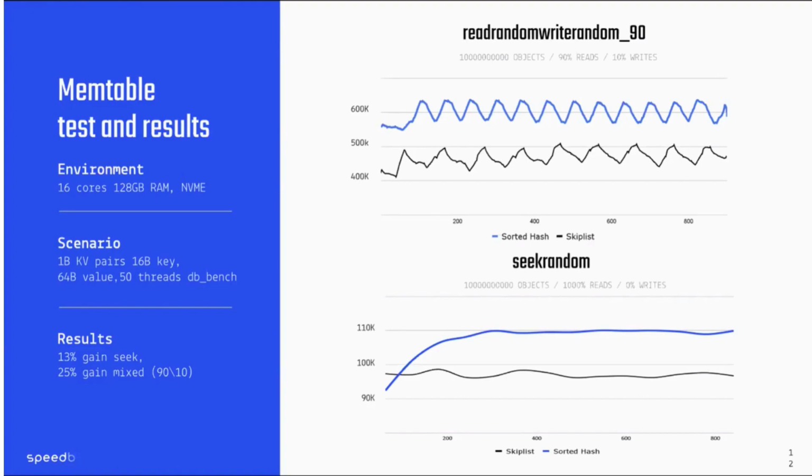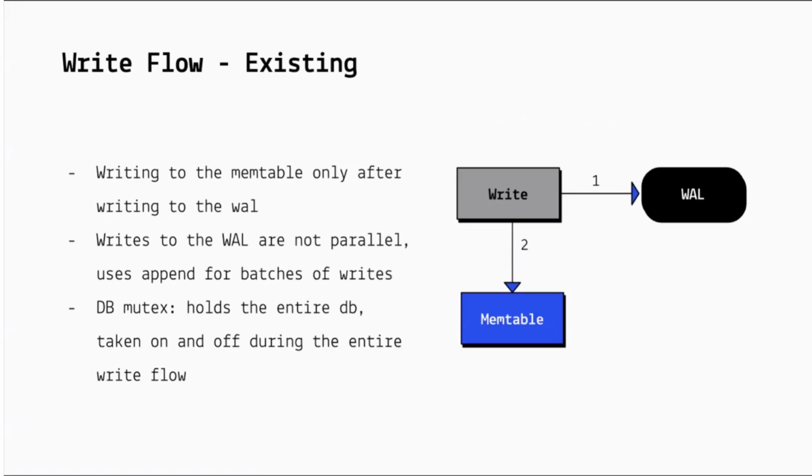So let's see some test results. Here we compare a mixed workload, and we see that we can get up to 25% more with the sorted hash memtable compared to the Skiplist, and for the seek operation, we even get 13% more. But this was not the only bottleneck.